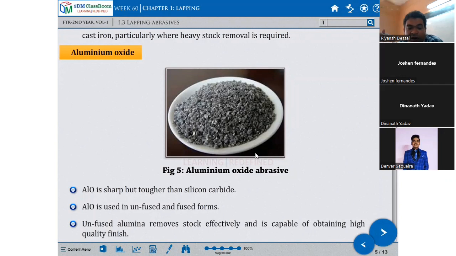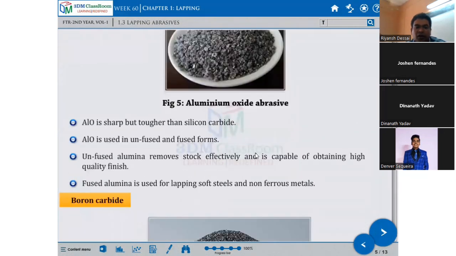Unfused alumina removes stock effectively and is capable of obtaining a high quality finish, finishing much more quickly. Fused alumina is also capable of removing stock effectively and obtaining a high quality finish. But fused alumina is used for lapping soft steel and non-ferrous metals.